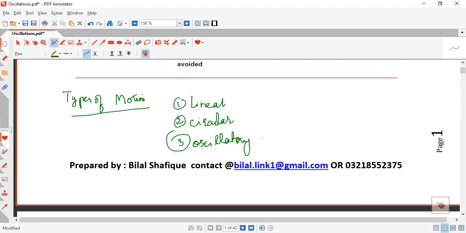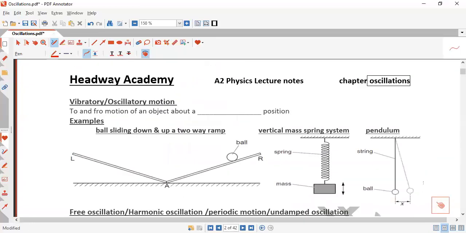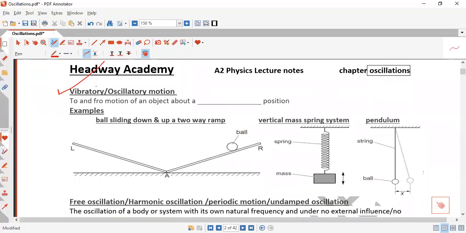Oscillatory motion, right? And there is a fourth type of motion which actually includes all of them, all the motion. So we call it random motion, right? If an object moves in all these three types of motion, what do we call it? Random motion. Okay, let us start. So what is oscillatory motion or vibratory motion?